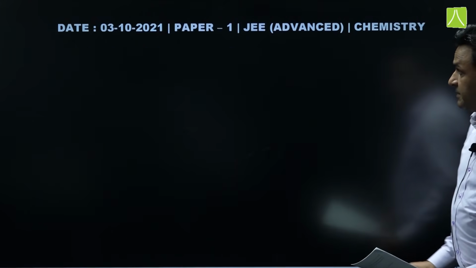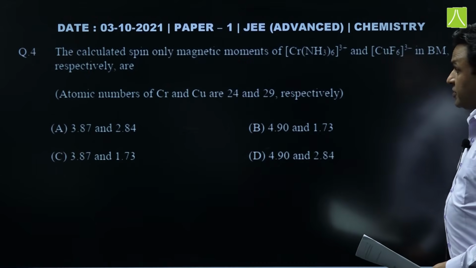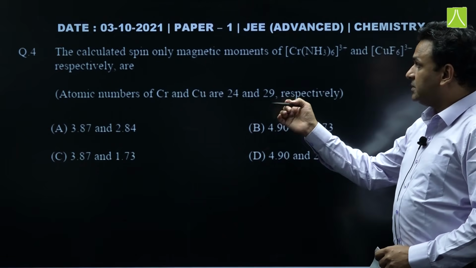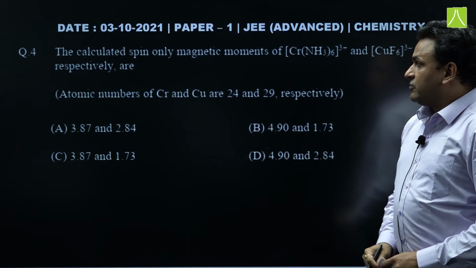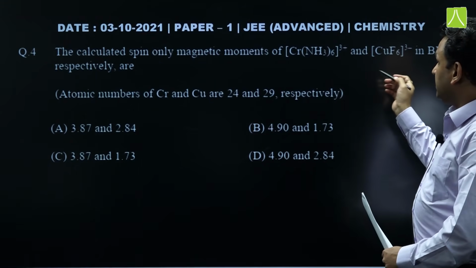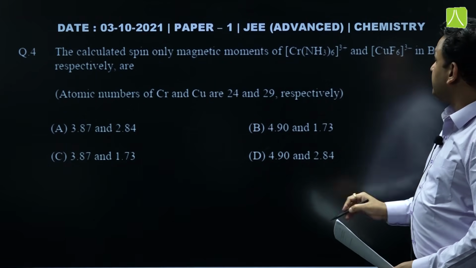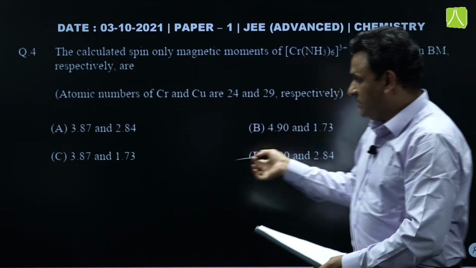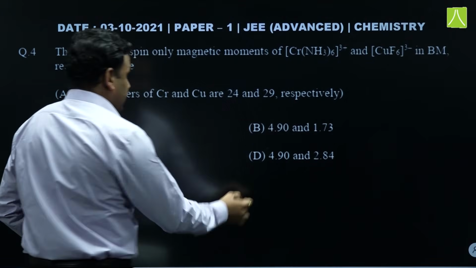Next question in the paper, question number 4. This is from inorganic chemistry, coordination compounds. The calculated spin only magnetic moment of this complex, this is hexaamminechromium complex and this is hexafluoridocuprate complex. We want to calculate the number of unpaired electrons.